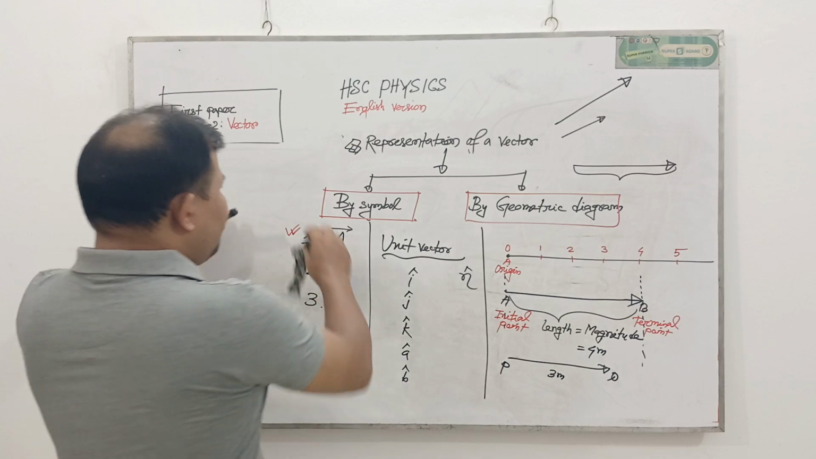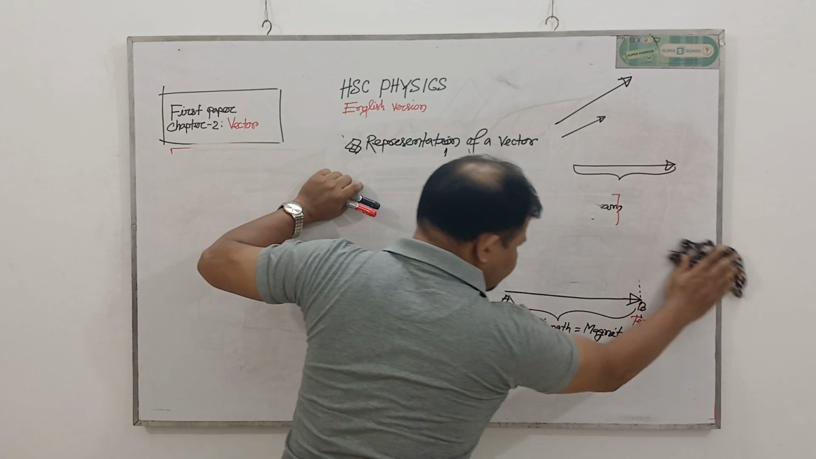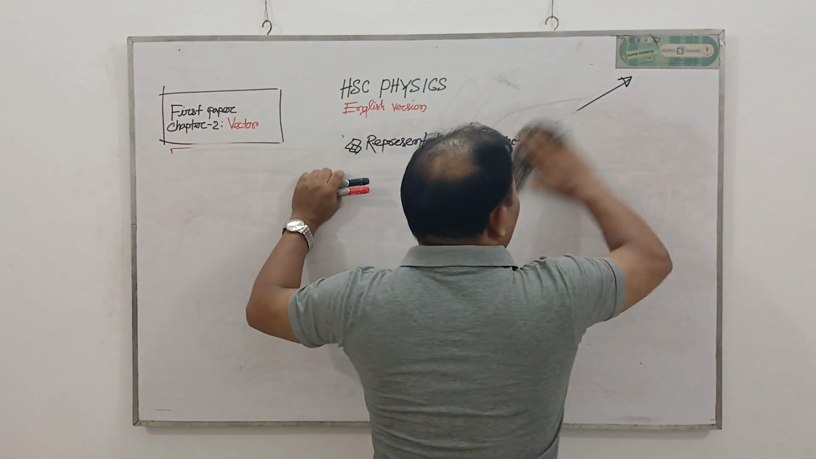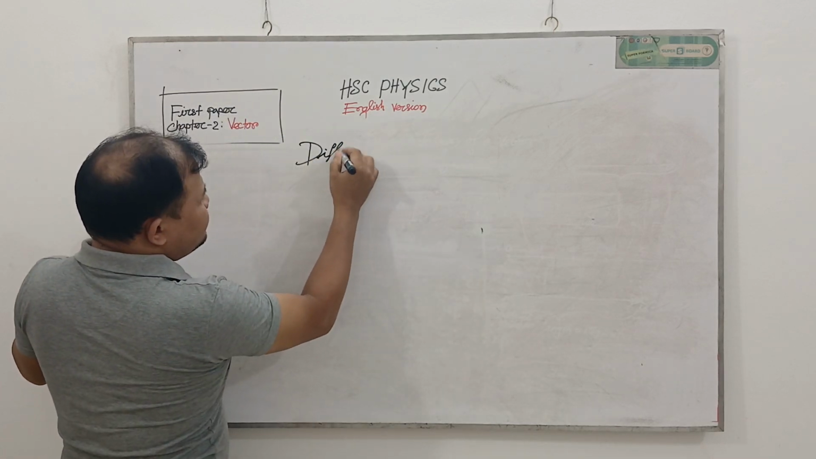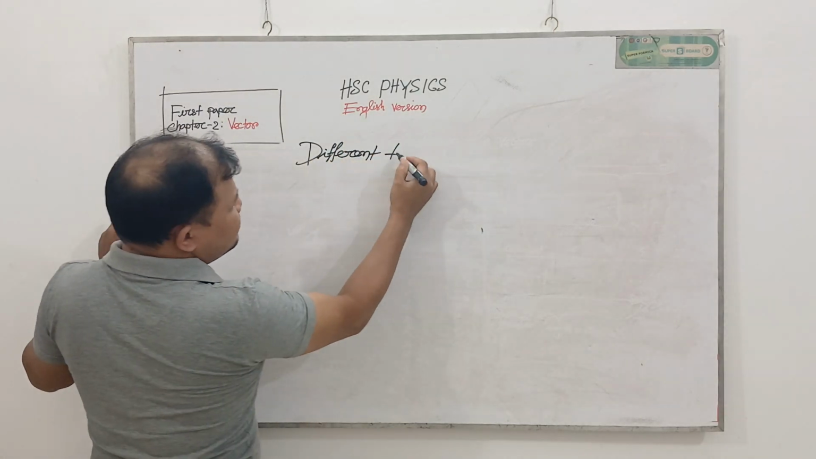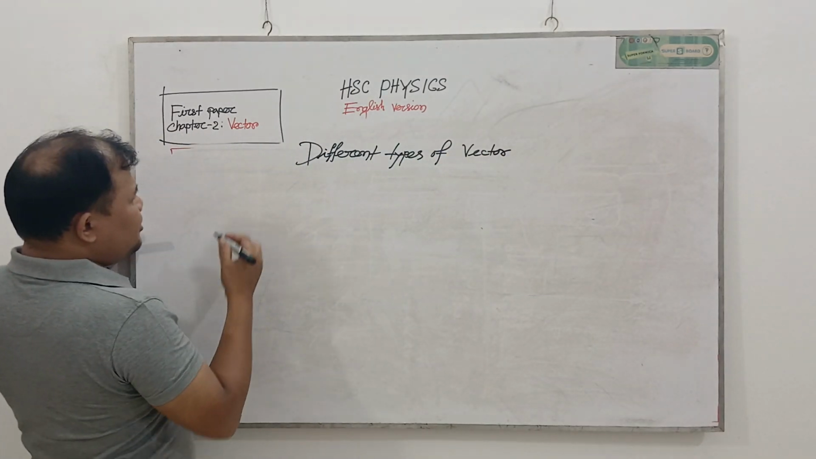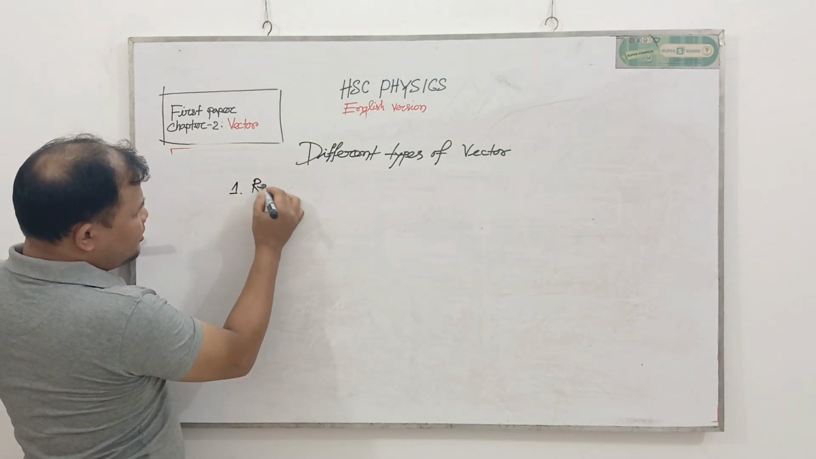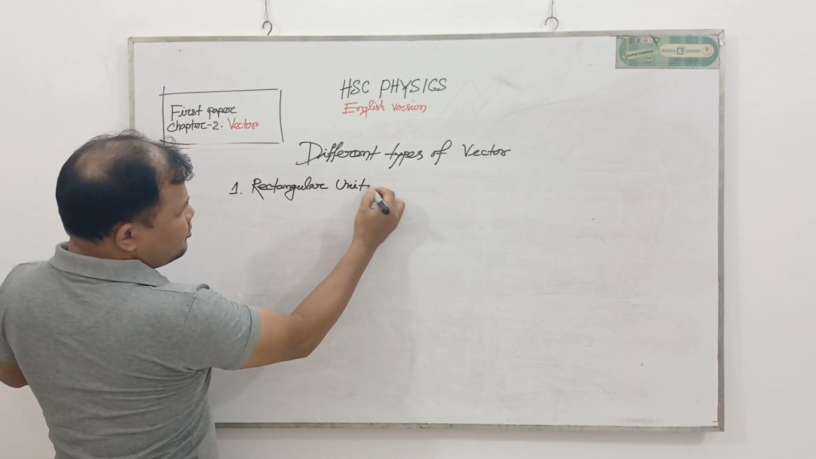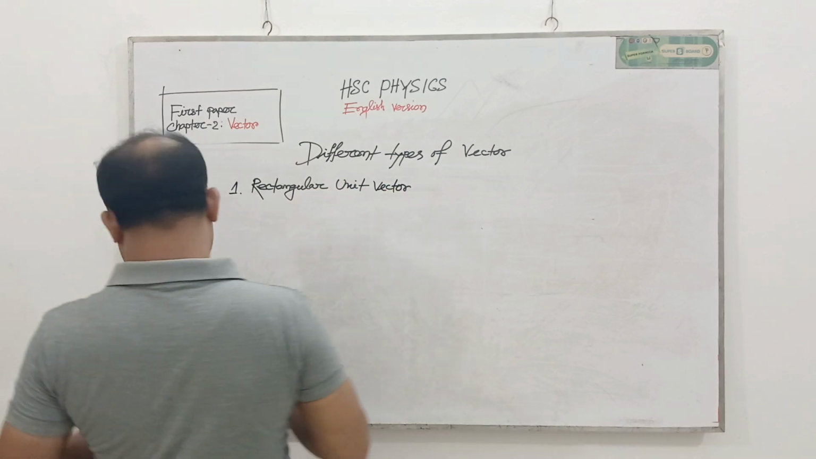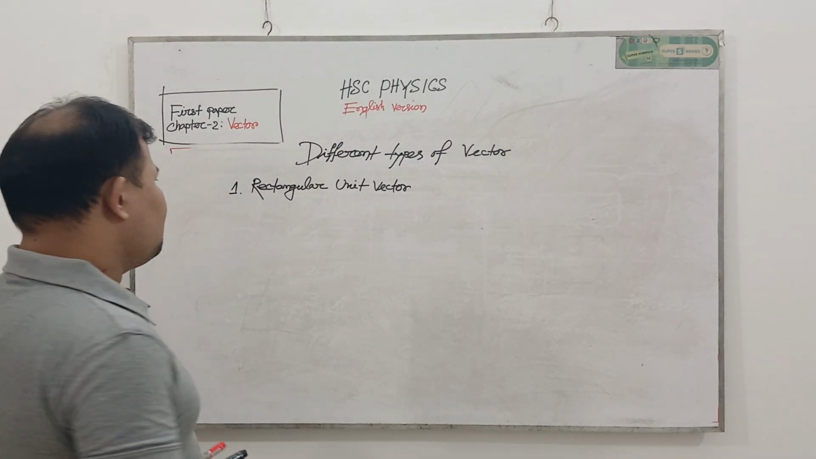My dear student, now we go to the second part, different types of vector. At first we learn the rectangular unit vector. My dear student, this is a very important vector, the rectangular unit vector. What is a rectangular unit vector?